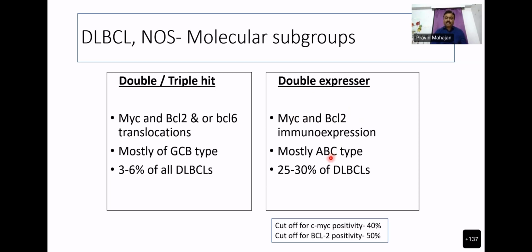These mostly fall into ABC or non-GCB like tumors, and 25 to 30% of the DLBCLs are actually double expressor DLBCLs. The cutoff for positivity here to call something double expressor, for c-MYC the cutoff is 40% or more cells, and for BCL2 it is 50% or more tumor cells.